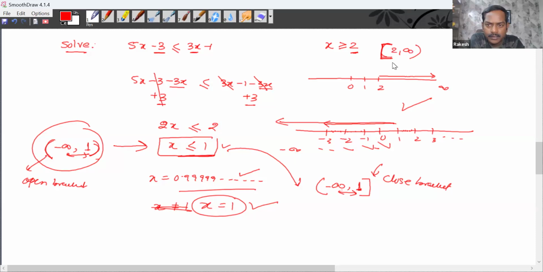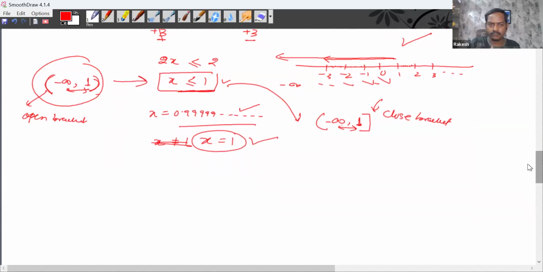For infinity and minus infinity, we will never use a closed bracket. It will always be an open bracket, right? So anything like this is not allowed in mathematics. If there is an infinity or minus infinity, it should always have the open bracket, it cannot have the closed bracket. For a finite value, it has to be the closed bracket. Fair enough, right? So can we have both ways closed bracket?